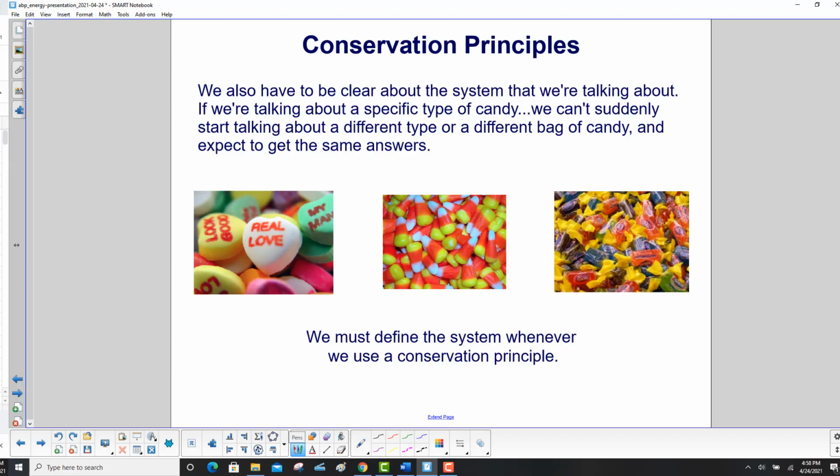We also have to be clear about the system that we're talking about. If we're talking about a specific type of candy, we can't suddenly start talking about a different type or a different bag of candy and expect to get the same answers. We must define the system whenever we use a conservation principle.